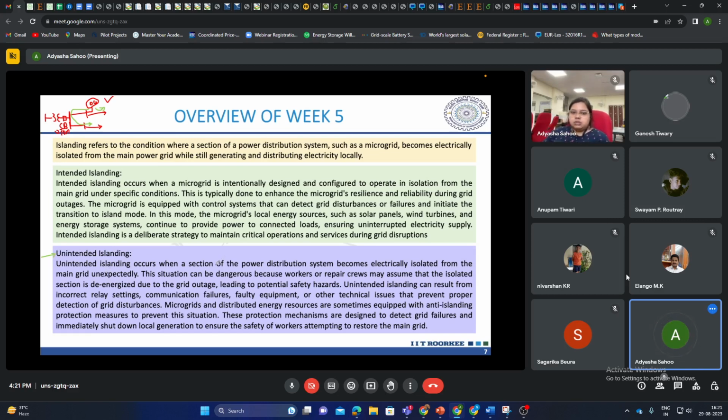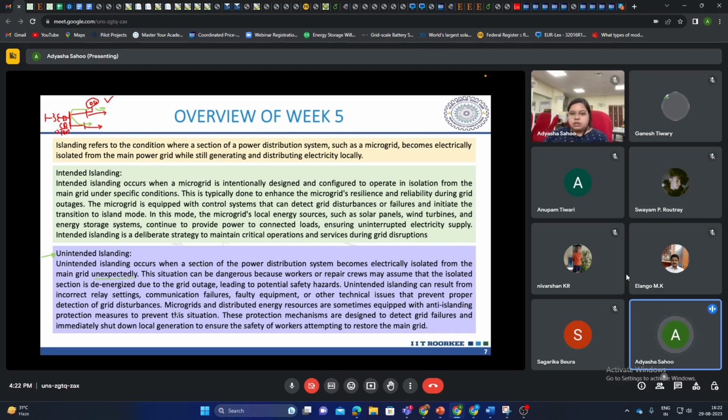What we are focused on is unintended islanding, because here the islanding is happening without our knowledge, so we need to detect it whenever it happens. It occurs unexpectedly, when we don't want it.